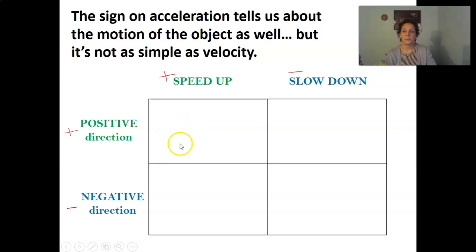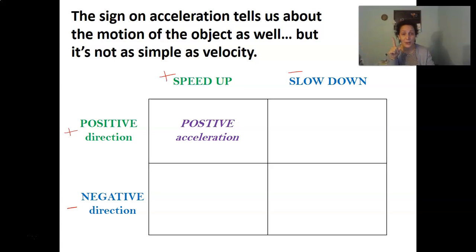So for example, if something is moving in the positive direction and also speeding up, that's two positive things coming together. It's going to create a positive acceleration. Okay? That's the easy one. Right? If you have a positive acceleration, it's speeding up in the positive direction. That's the one we like, right?